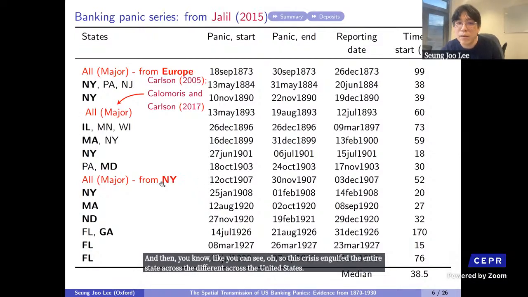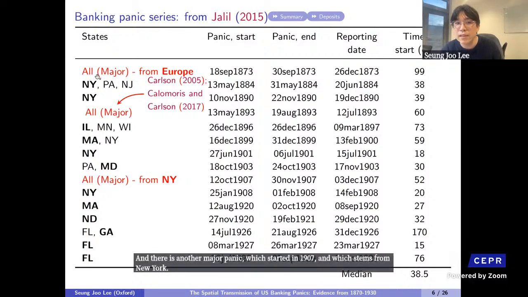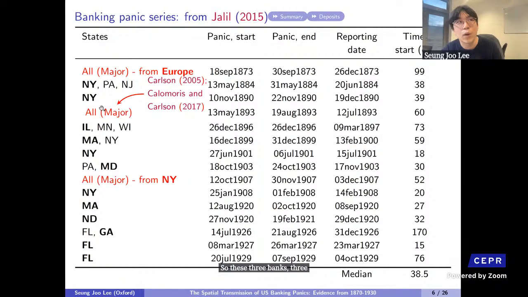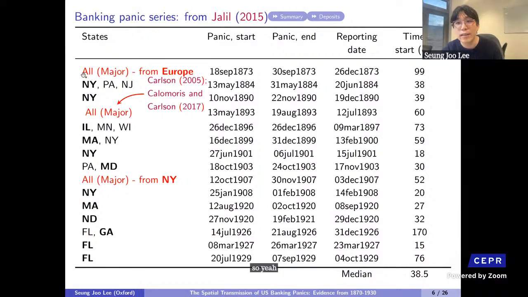And there is another major panic which started in 1907 and stems from New York. So these three panics were known as engulfing, as I said, the entire United States. So this was quite a significant panic.